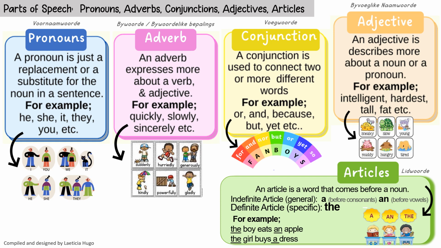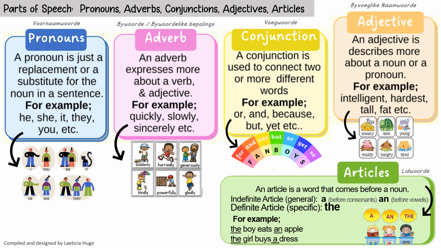Pretty is an adjective because it describes the noun, which is the girl. There are many examples in your workbook, so just have a look at that. But always a few examples: intelligent, hardest, tall, fat, pretty, colorful, those kinds of things. Then that is an adjective.